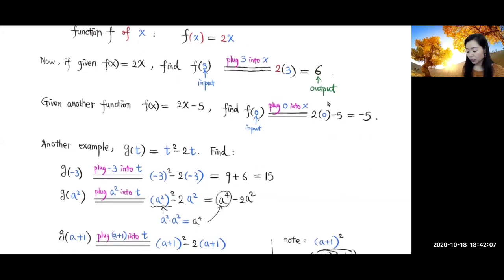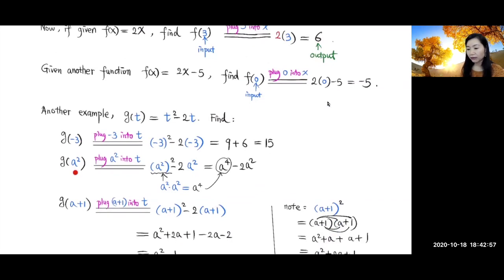Another example, g of t is equal to t squared minus 2t. We're trying to find g of negative 3. So I'm going to plug in negative 3 into t. Now, be careful when you substitute a negative number into the variable. Be sure to put a parenthesis around it. Without a parenthesis, the answer will be different. Parenthesis negative 3 squared. Squaring negative 3, we get positive 9. And then minus 2 times negative 3 is adding 6. So 9 plus 6 is equal to 15.